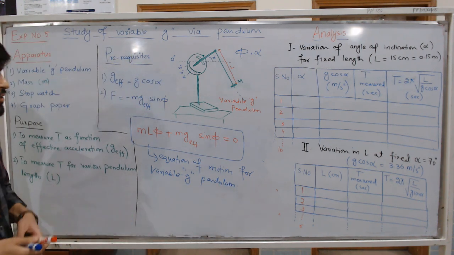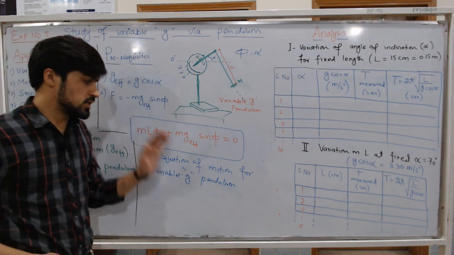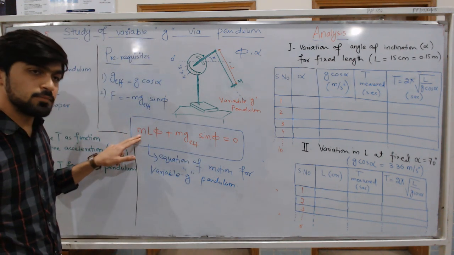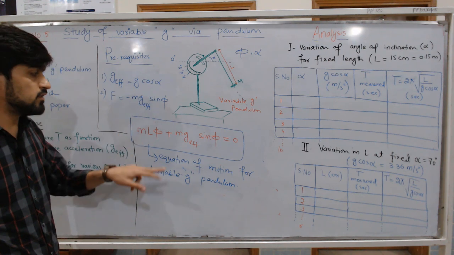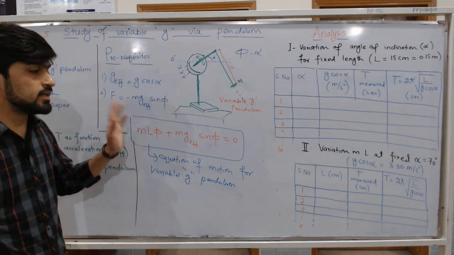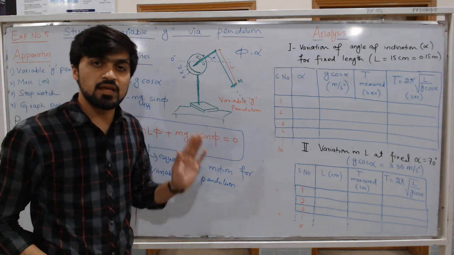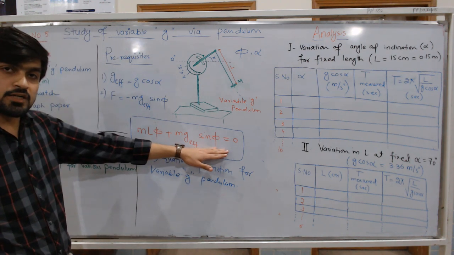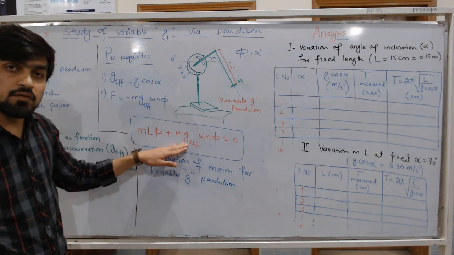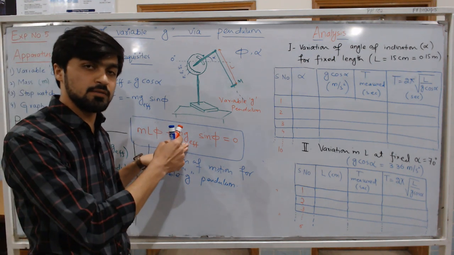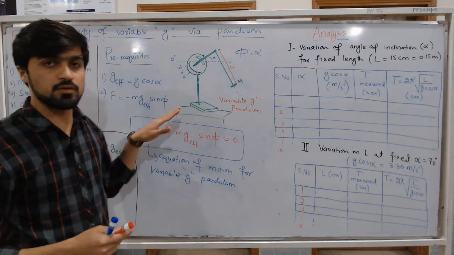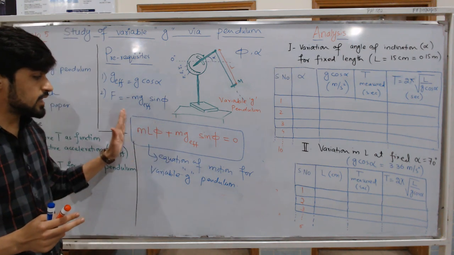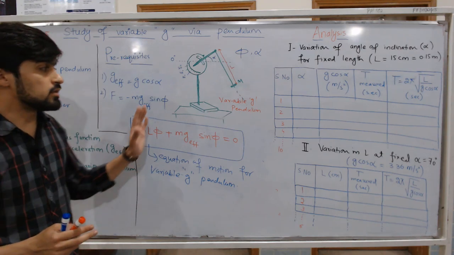Now there is no need to derive this equation, you just have to understand the basic parameters. This m represents the mass, l is the length of the pendulum, and phi is the angular displacement from the mean position. The g value we will be using for this experiment is the g effective. G parallel is not used in this experiment, we know that. So this is the equation of motion for this case.